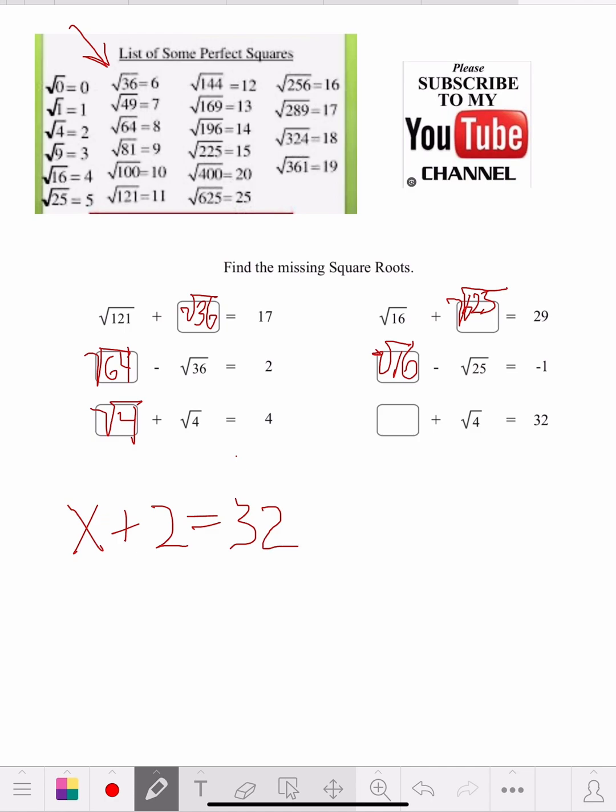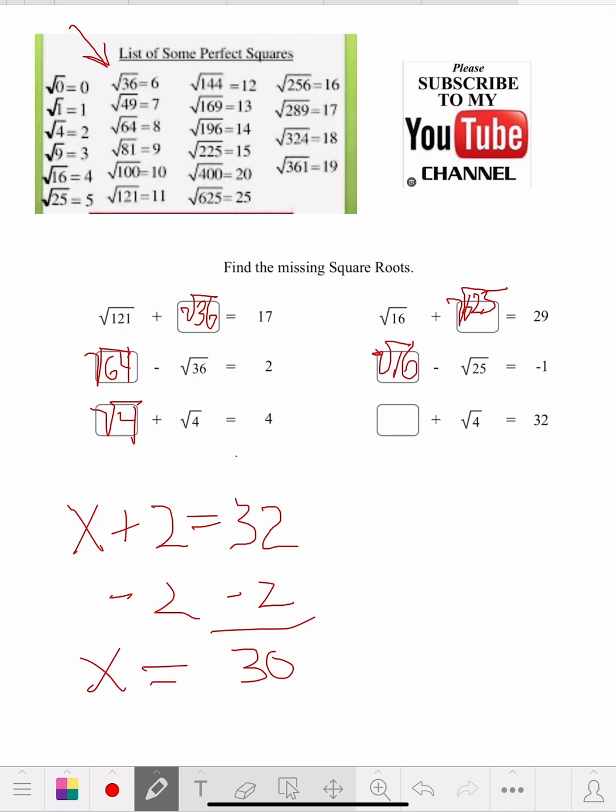So now we have to subtract 2 from this side. We subtract 2 from this side. What we do to one side, we do to the other. That gives 30. X equals 30. So now, what's 30?